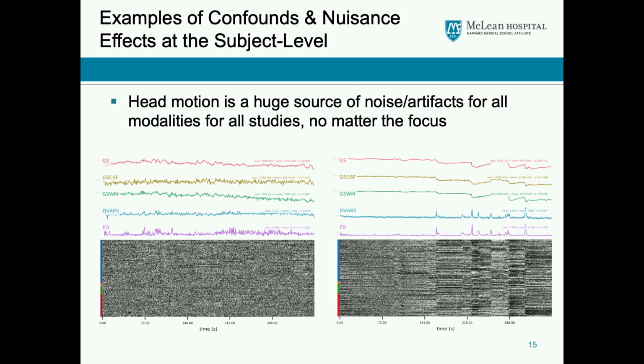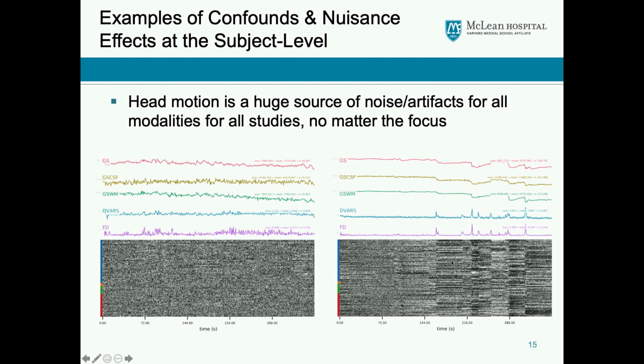It's a huge source of noise and artifacts for all modalities. Here I'm just showing a carpet plot for a functional MRI time series, where each row in the carpet plot is a voxel's time course. Then I'm showing the time courses here of global signal, CSF signal, and so on. And we see our well-behaved participant here, who's lying quite still, has a nice, white-noise-looking carpet plot.